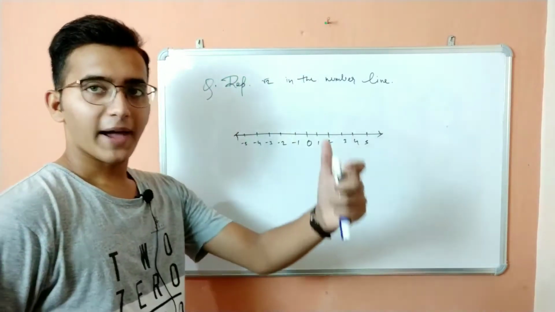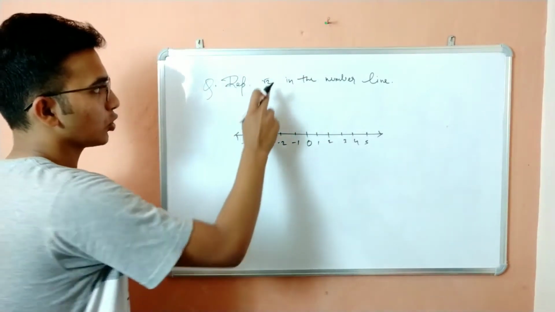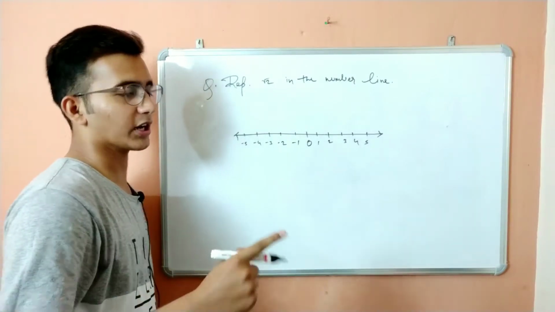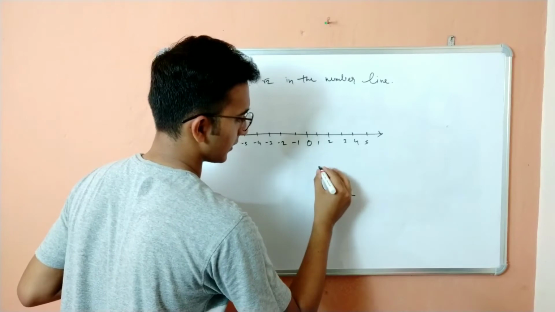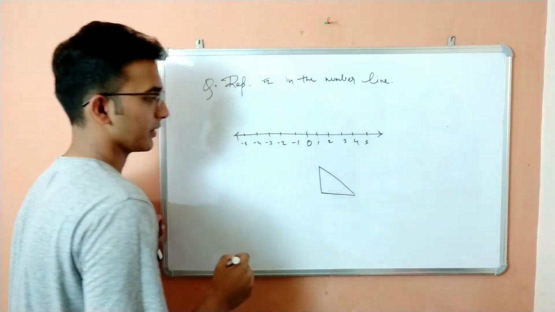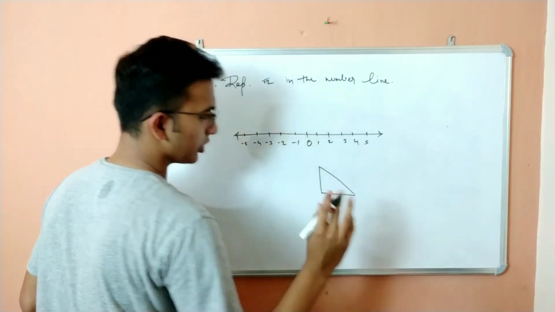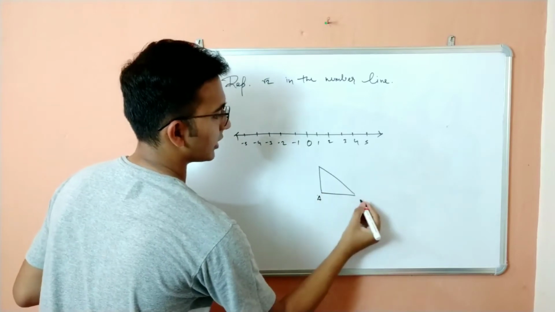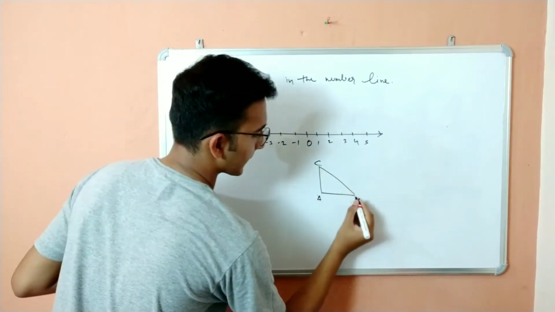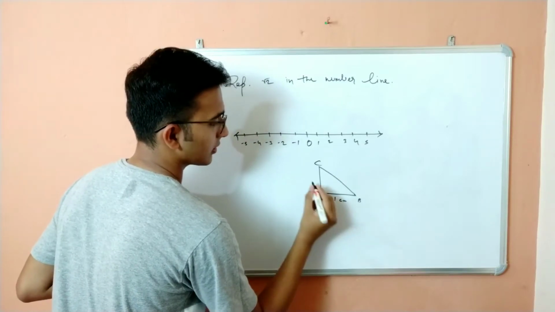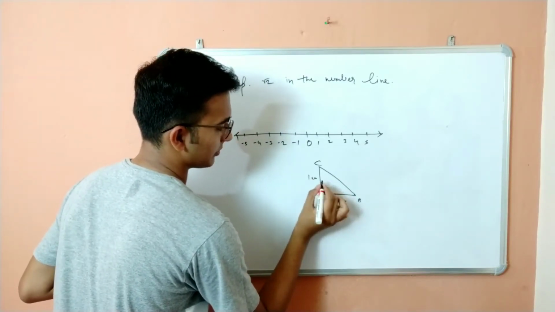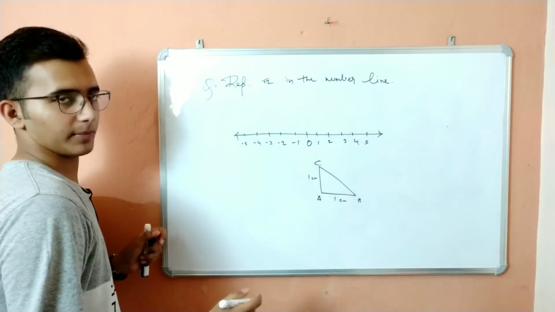Now let's recall. Where do you get root 2? Take a triangle. Don't need to name it, but I'm naming it A, B, and C. Now AB is suppose 1 centimeter and AC is suppose 1 centimeter. Both these sides are equal.